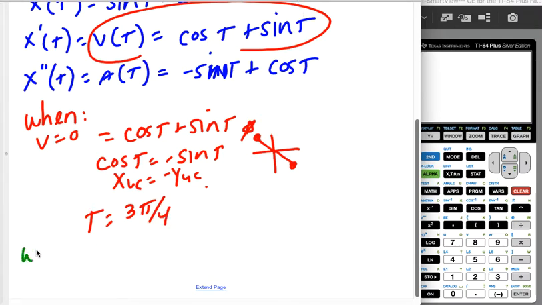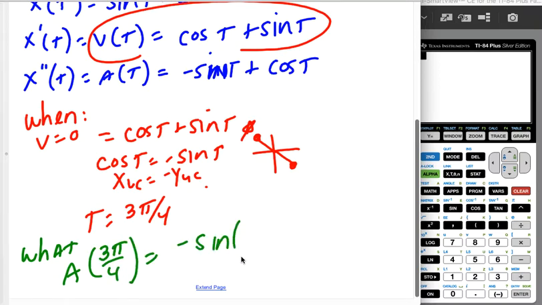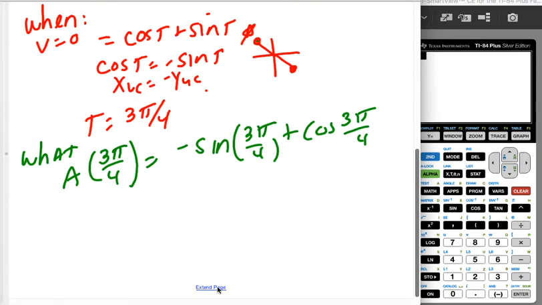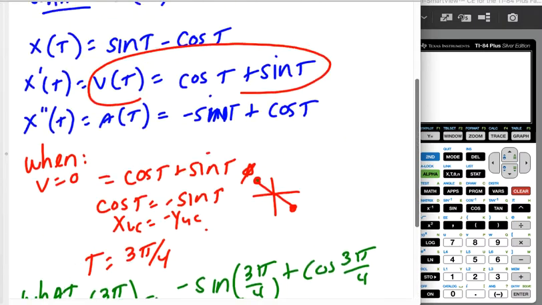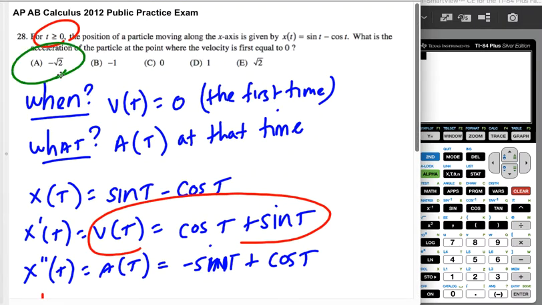Then the question was what? Well, what I wanted was acceleration at that time. So the acceleration at that time would be the negative sine of 3 pi over 4 plus the cosine of 3 pi over 4. And so at this point, the sine is a positive root 2 over 2, so this is negative of a positive root 2 over 2, and the cosine is a negative root 2 over 2, so I'm pretty sure I just get a negative 2 root 2 over 2, so we're going to write it as a negative root 2 and hope that that answer shows up somewhere, which is answer A. All right, and that's it for the non-calculator.